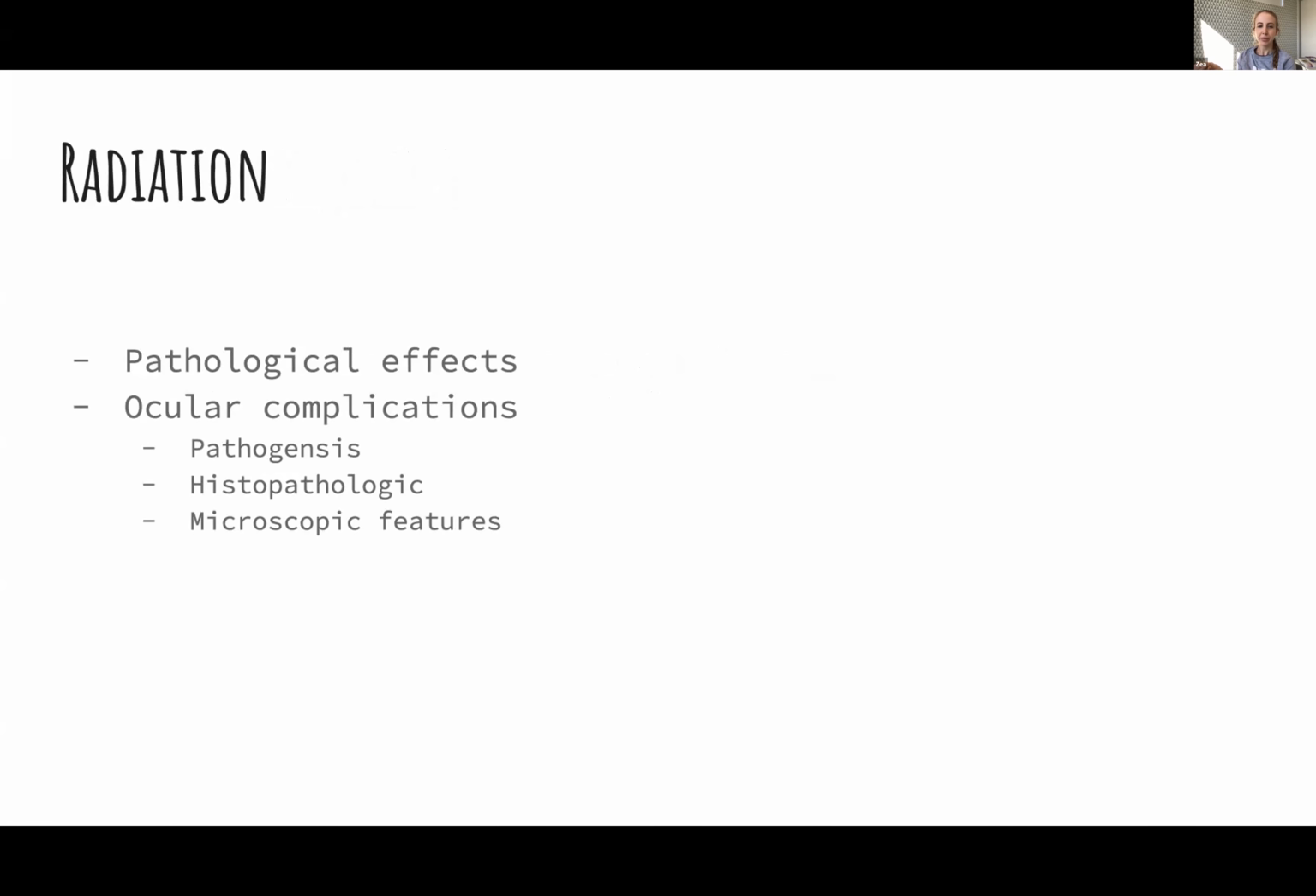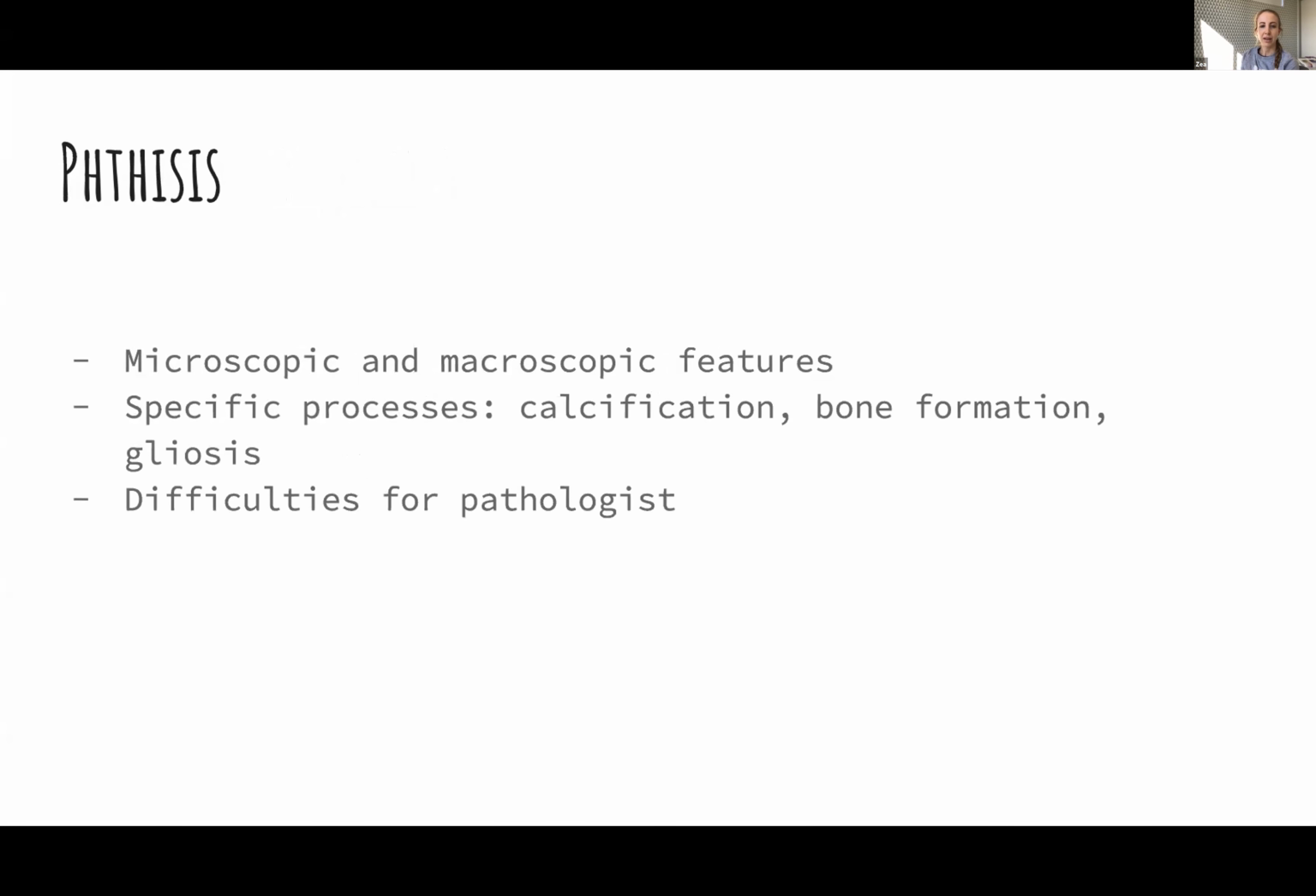Radiation came up a lot. The main topics they focused on were the pathological effects and the ocular complications, including the pathogenesis of them, the histopathologic findings, and also the microscopic features. And then in phthisis, they talked about the microscopic and macroscopic features, the specific processes, including calcification, bone formation, and gliosis, and also emphasized difficulties for the pathologist when receiving these kinds of tissues or samples.